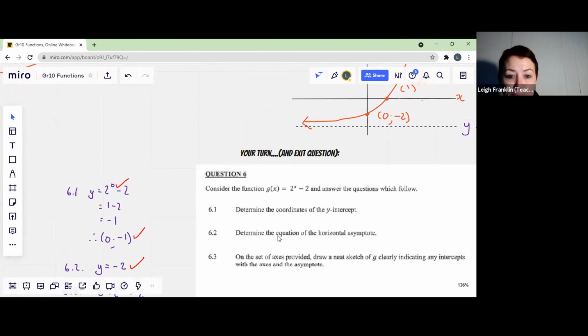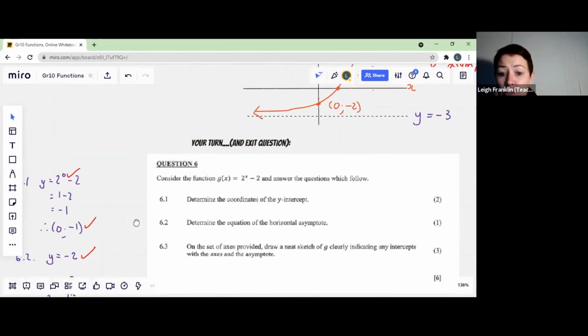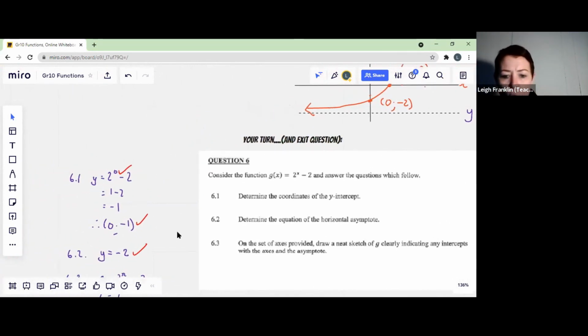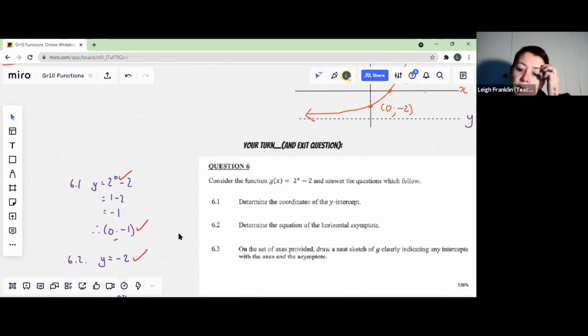Let's have a look at the last question. Here they wanted us to, on a set of axes provided, okay, I didn't provide you with one, draw a neat sketch of g, clearly indicating any intercepts with the axes and the asymptote. And this was out of 3 marks. This is what I was talking about a little bit earlier. What piece of information is missing that we need in order to be able to draw this graph? The x-intercept, ma'am. The x-intercept, quite right. It would be a J-shaped graph, say on. Good. So you know what shape it is. It's got to be J-shaped, right? We know that we've got the y-intercept. We've got the horizontal asymptote. We need to work out what the x-intercept is.